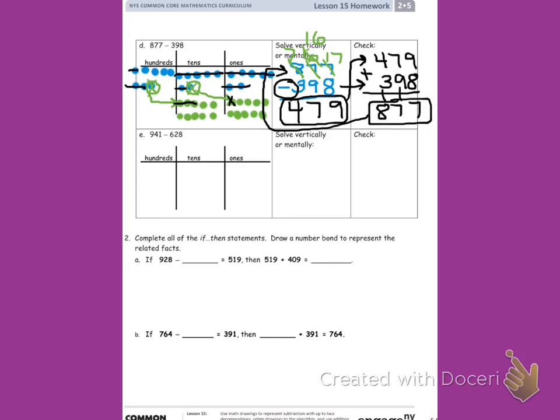Remember, if you didn't get the same number that you started with, you should erase both problems and do them again, because you don't know whether or not the mistake you made was in the subtraction part or in the addition part.